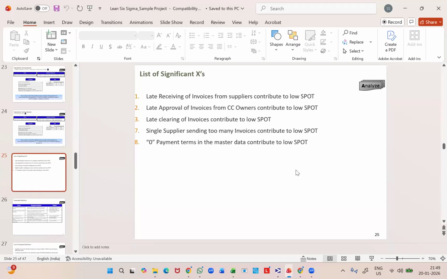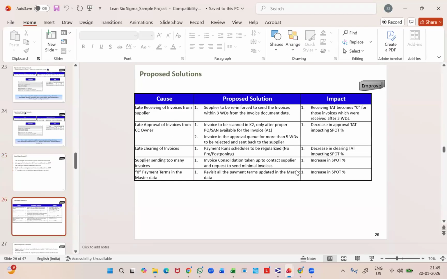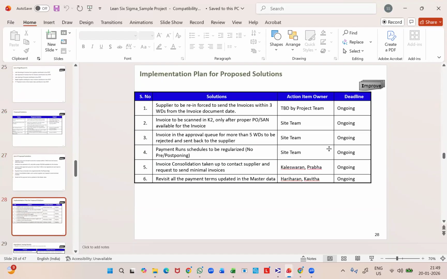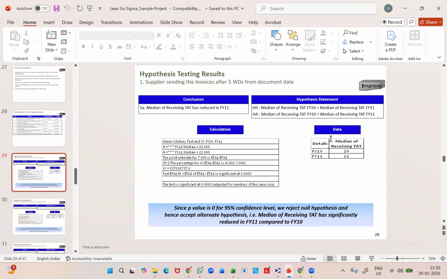So for these 5 vital causes, we have to come up with the solution. So the solutions were proposed, and then the implementation strategy was also finalized for implementing these solutions. And then once the solutions were implemented, attacking all these 5 causes, we again performed the hypothesis testing in order to validate whether the solution implemented is effective or not.